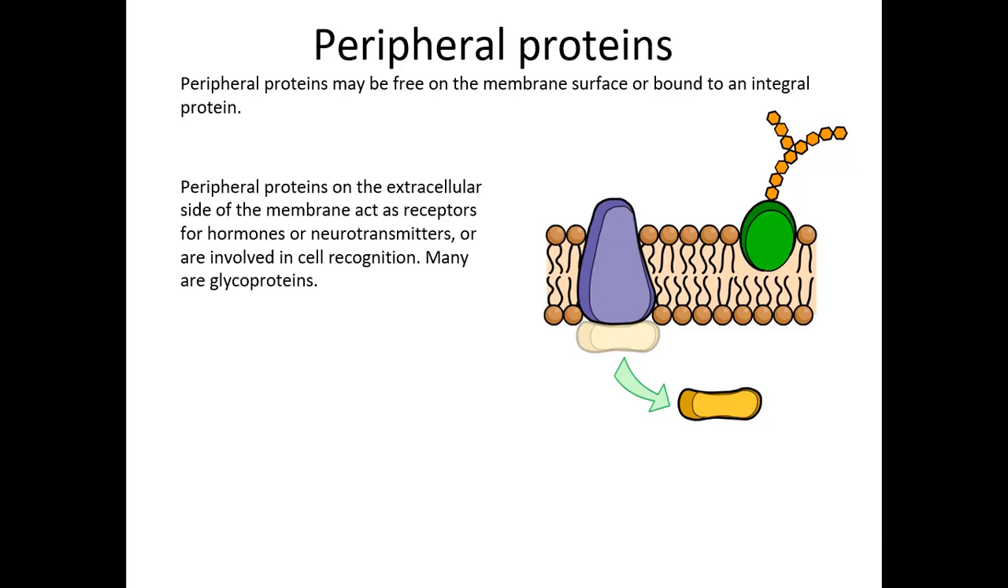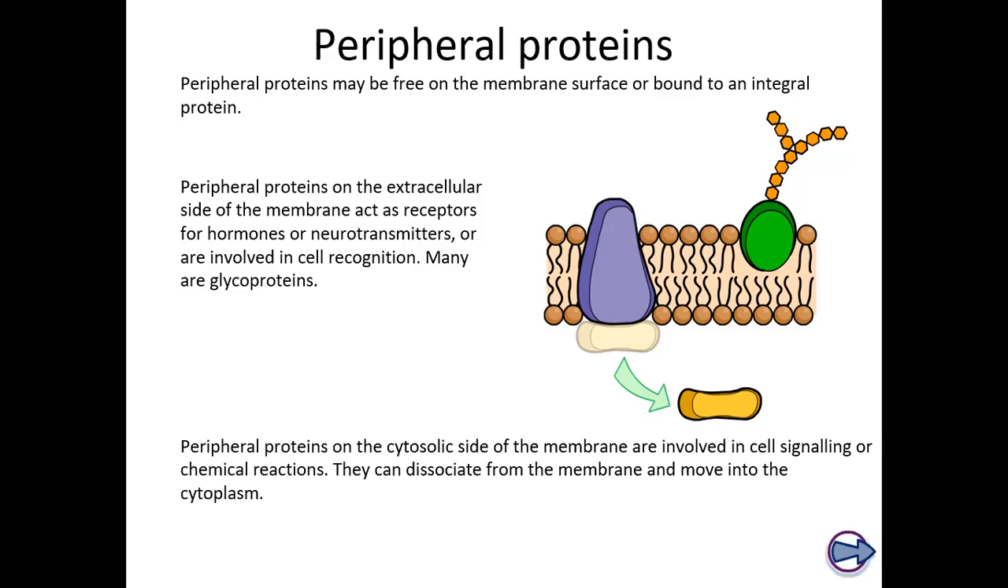Many of these are also glycoproteins, so they have carbohydrates attached to them. So they're going to act as a receptor for either a hormone or a neurotransmitter, so it's going to recognize and receive those hormones, those neurotransmitters, and then it sets off a chain reaction of other events inside the cell, so the cell then responds to it. Or they're involved in cell recognition, so recognizing other cells nearby. And many of them, like I said, are glycoproteins.